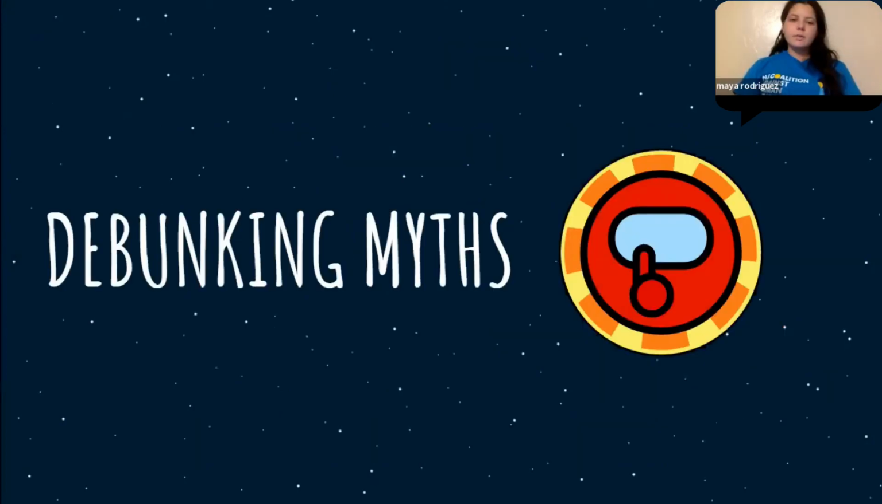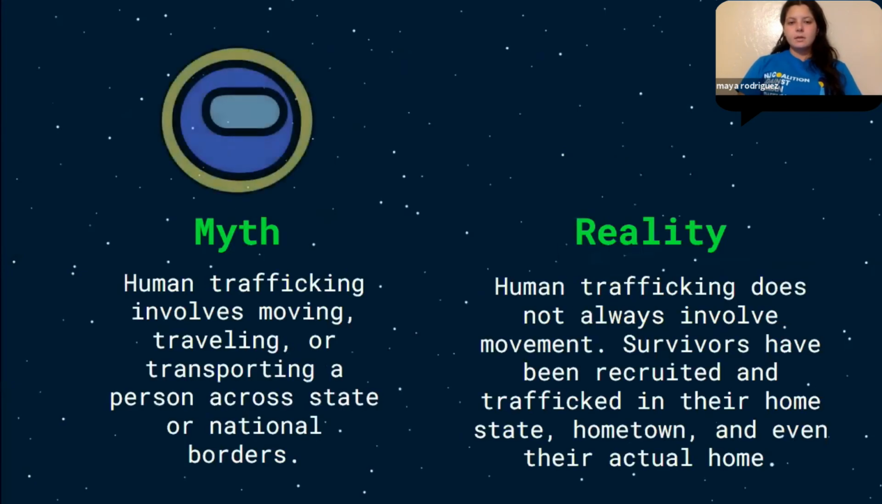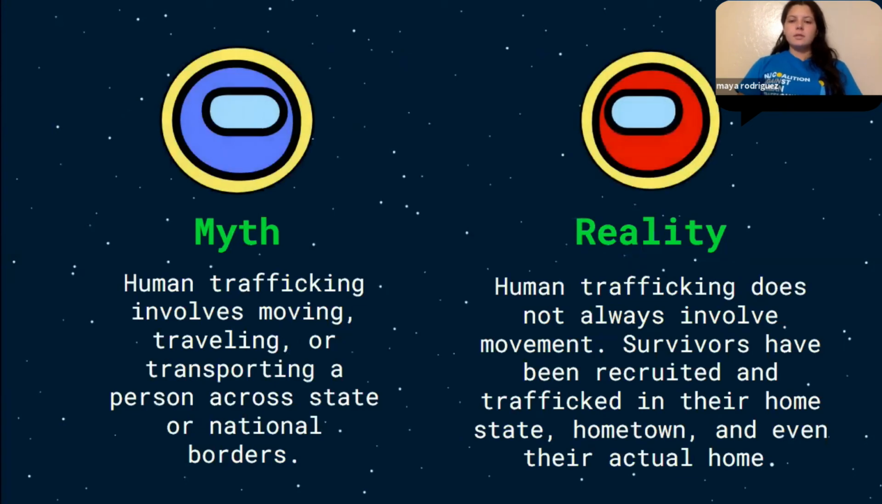In this section, we will be discussing debunking myths revolving around human trafficking. So the first myth is human trafficking involves moving, traveling, or transporting the person across state or national borders. But in reality, human trafficking does not always involve movement. Survivors have been recruited and trafficked in their home state, hometown, and even in their actual homes.